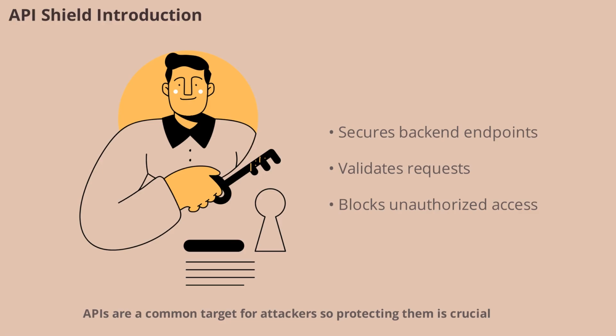APIs are a common target for attackers, so protecting them is crucial. Cloudflare's API Shield is designed to secure your backend endpoints. It validates every request, ensuring only authorized clients can access your API. This prevents unauthorized access, data scraping, and abuse of your endpoints.